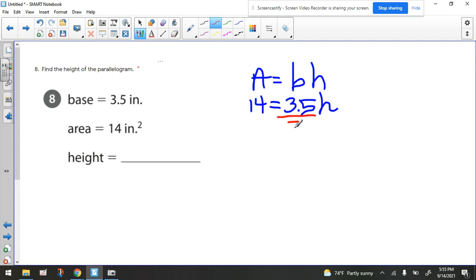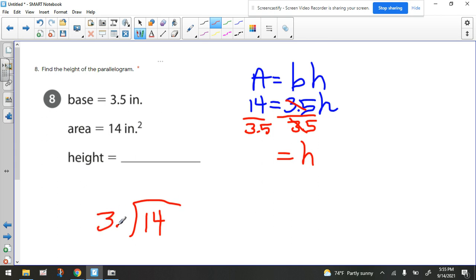So if we're doing a proper workspace, we would show both sides of the equation being divided by 3 5/10. This would simplify to equaling 1 because this divided by this would equal 1. Bring down the h. And we have to do 14 divided by 3 5/10. Now, if that's not mental math for you, which it probably is not, you could set up the algorithm for that, which would look like this.